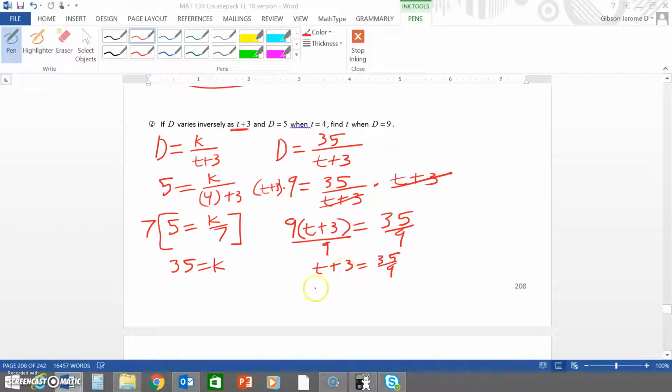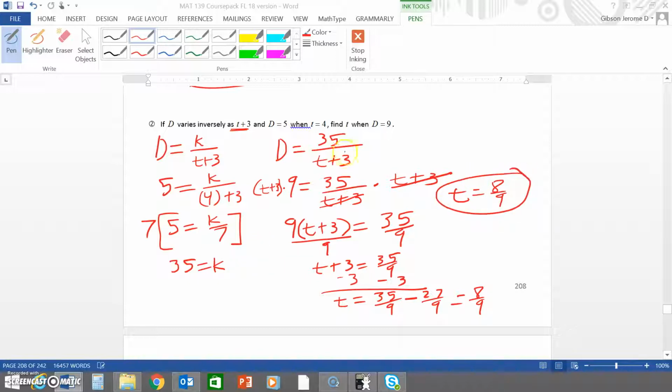Now, remember, we're solving for t. So what we're going to do next is this here. We're going to subtract 3 on both sides. So we have t is equal to 35 over 9 minus. Now, instead of minus 3, we could change this 3 to a fraction that has a denominator of 9. Because we know 27 divided by 9 is 3. So this will end up being 8/9. So t is equal to 8 over 9. So this is one answer, and this is the equation that you use to get that answer.